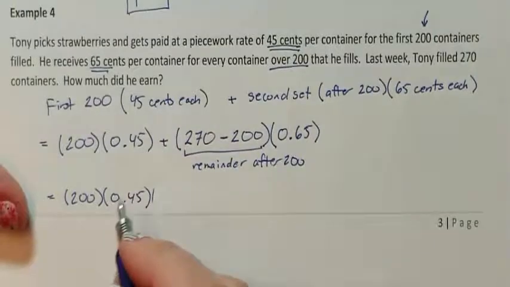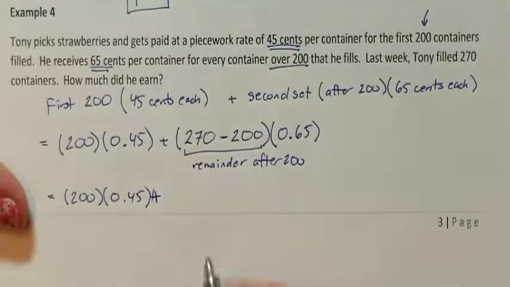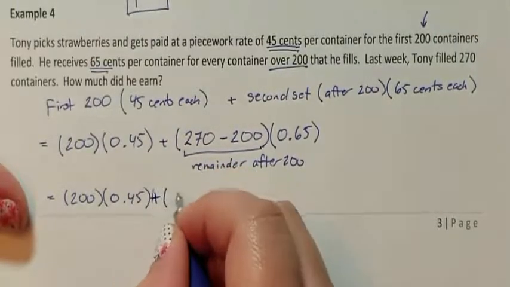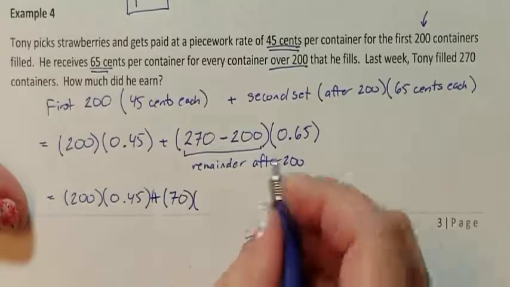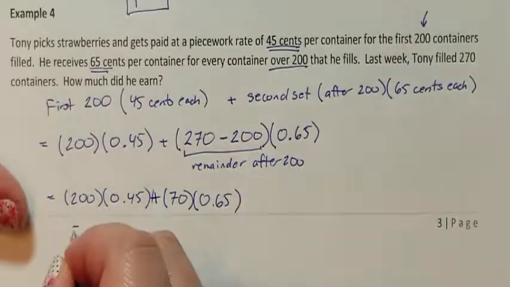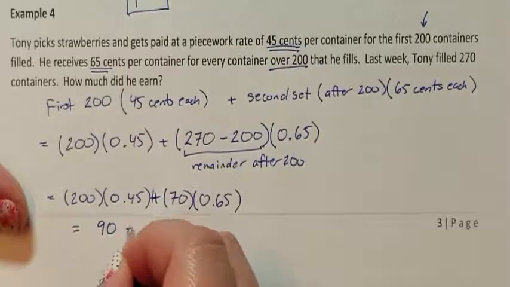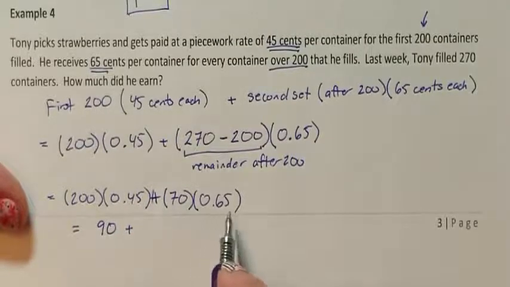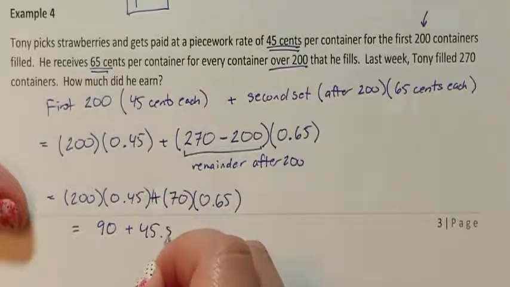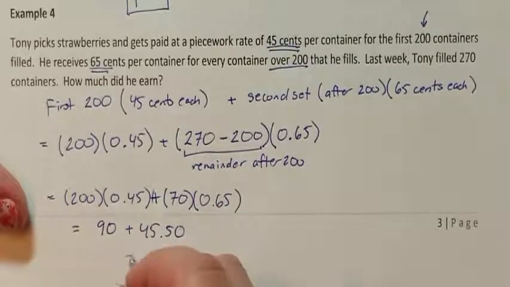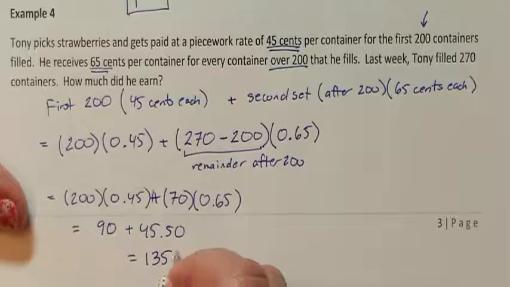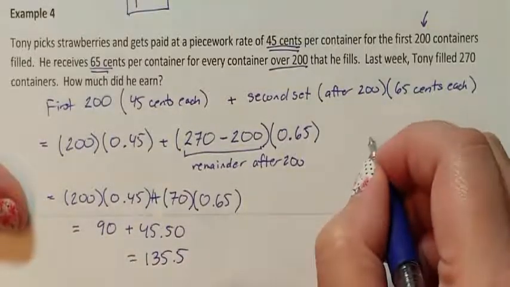So he got paid for the first 200. Now we have to figure out how much he got paid for the remainder. For the remainder of 70, he got paid 65 cents. 200 times 45 cents each is $90. The 70 at 65 cents each is $45.50. Add these together, you get 135.5. That's your answer, but it's not your final finished answer.